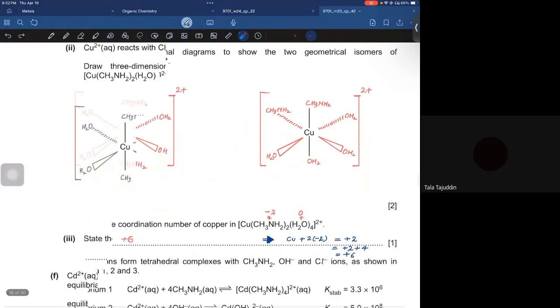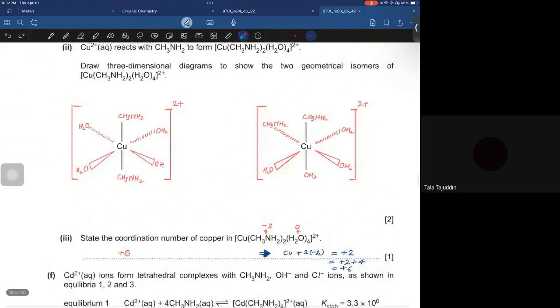Then state the coordination number of copper in copper CH3NH2 water. So you know the charge of this is -2. Okay, so -2 and then this is 0. Of course, the charge on copper would be, if this is -2, so you can say that 2 into 2 is 4 because you have two ligands. 2 into 2 is 4. Okay, or this would be +6.